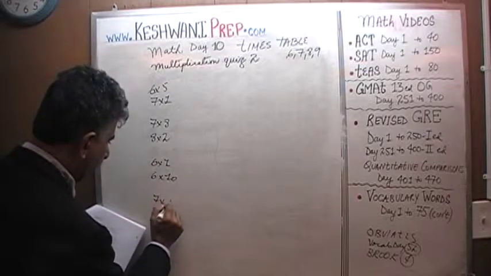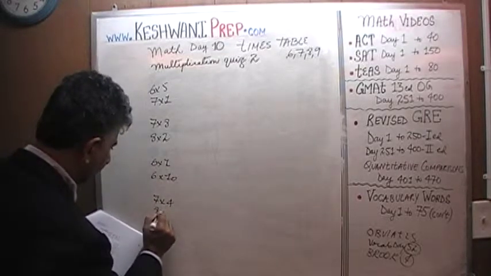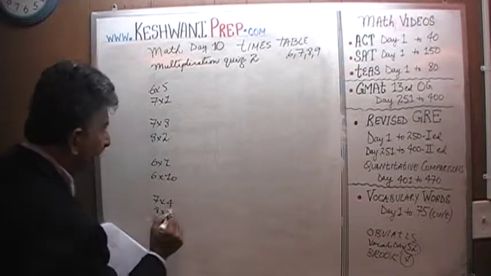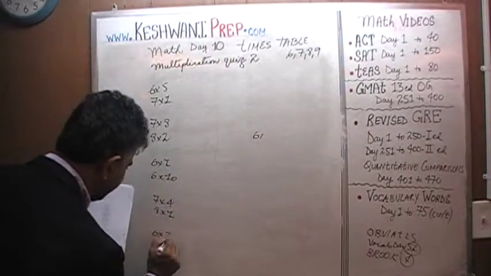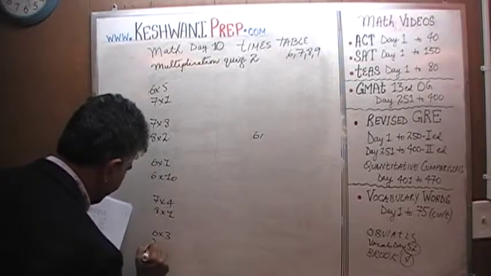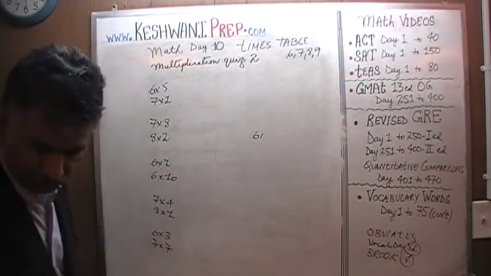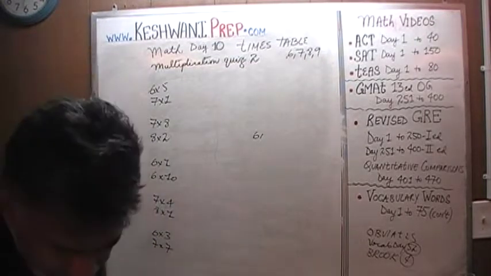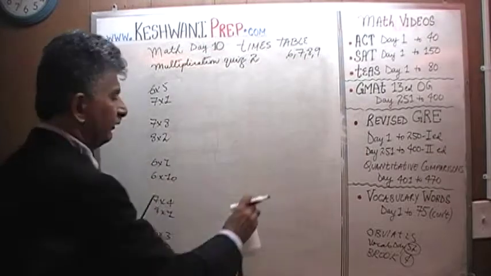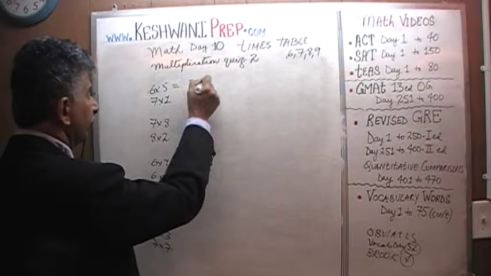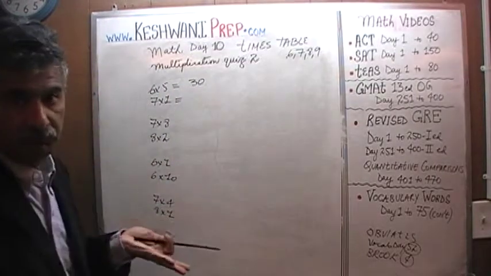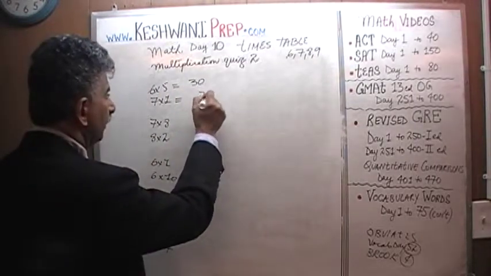7 fours are, 8 ones are, 6 threes are, and 7 sevens are. Let's do them very quickly, as I said. Well, 6 fives is very easy. 6 fives are 30. 7 ones are 7. It's very straightforward.